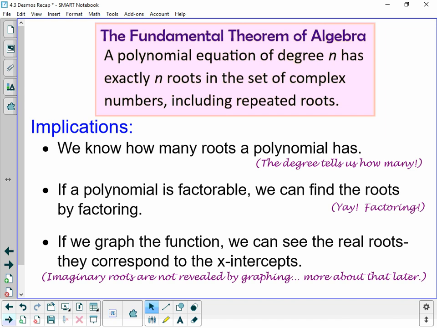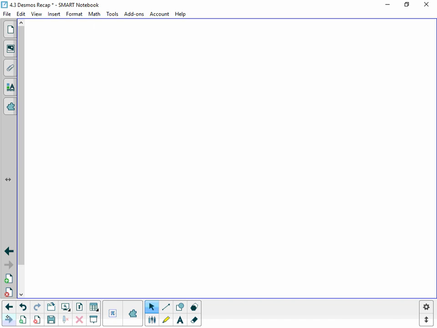And if you graph the function, you will see the real roots corresponding to those x-intercepts. If your function has some imaginary roots, they aren't revealed by the graph, and we will be talking more about those in our next unit. Again, we'll be working a lot more with polynomial graphs and functions in our next 2 lessons. And that is a quick recap of your Desmos activity of the day.